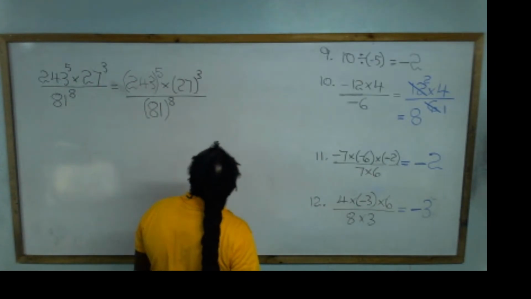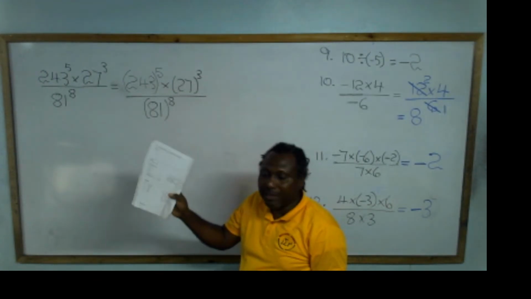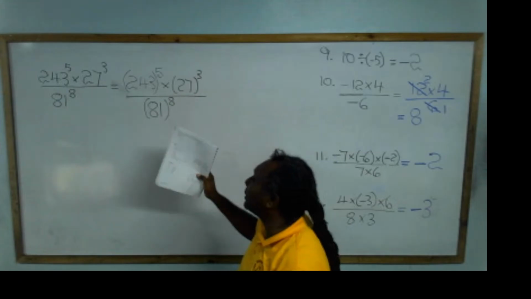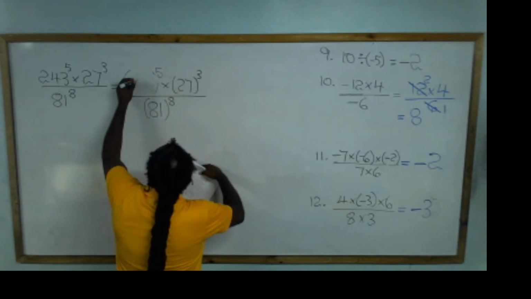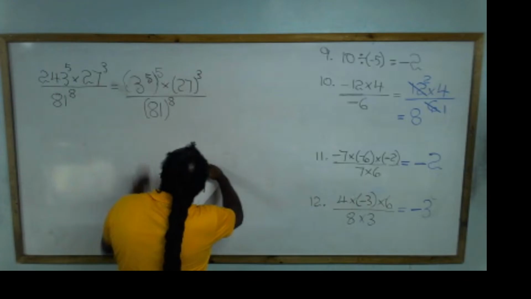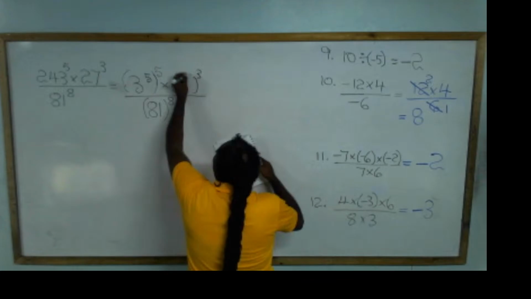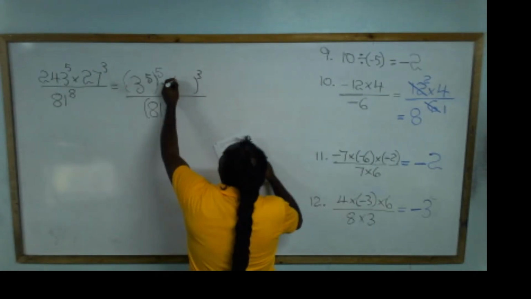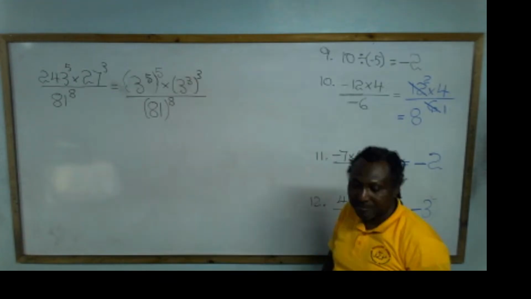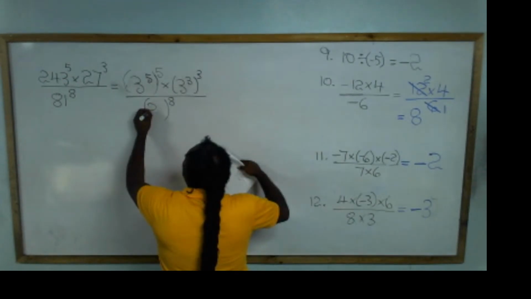So what do we do? In our table, we have it in the table that what? 243 is what? 243 is 3 to the power of 5. What about 27? 27 is 3 to the power of 3. And what about 81? 81 is 3 to the power of 4.